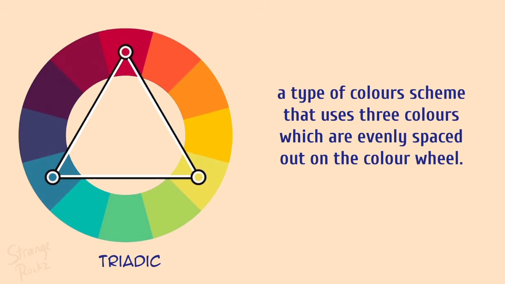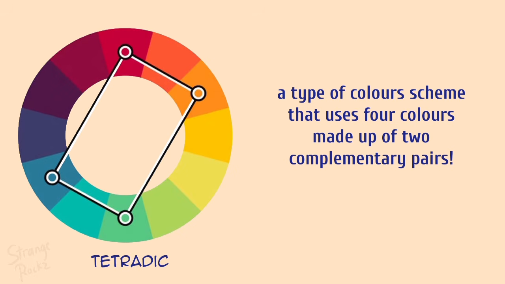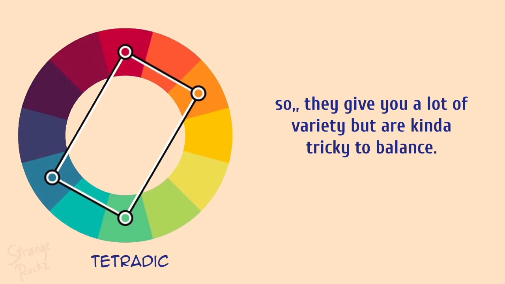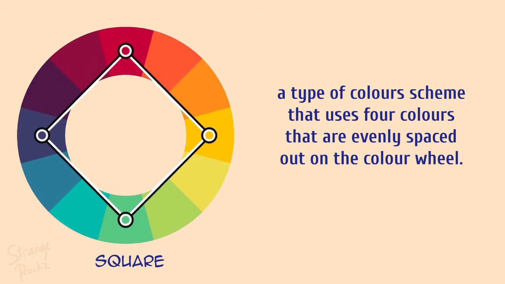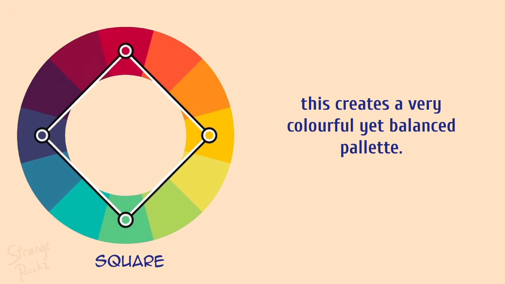Triadic color schemes use three colors which are evenly spaced out on the color wheel. For example, red, blue, and yellow. Yeah? Tetradic color schemes use four colors made up of two complementary pairs. So they give you a lot of variety, but they are tricky to balance. And square is the color scheme that is very similar to tetradic, but the colors are evenly spaced out around the color wheel. This creates a very colorful and balanced palette.